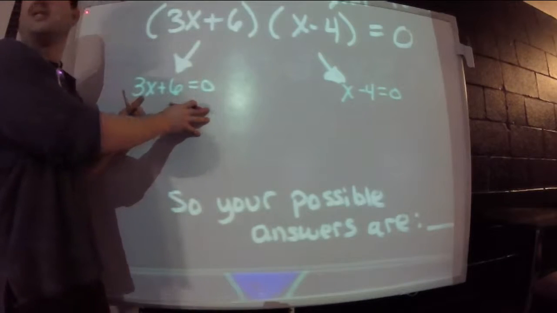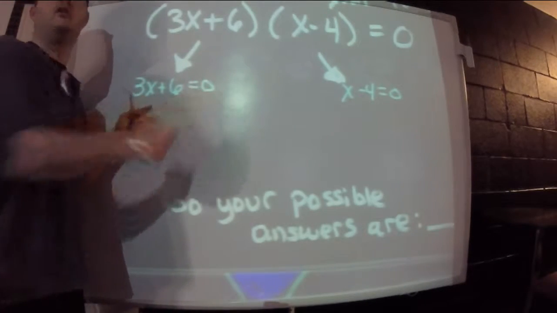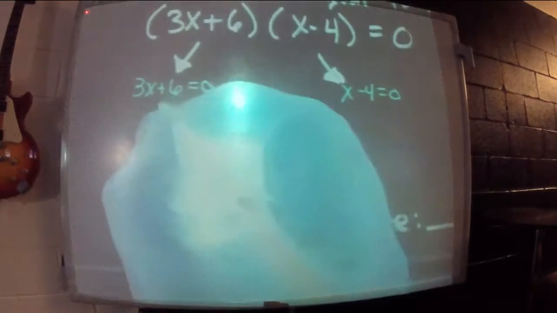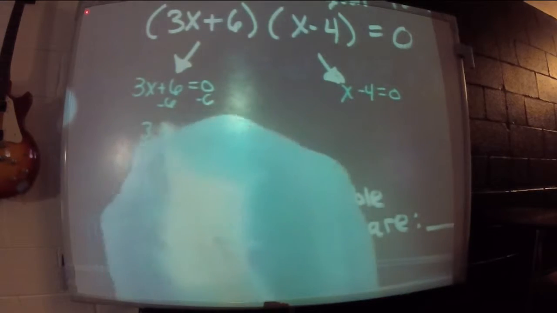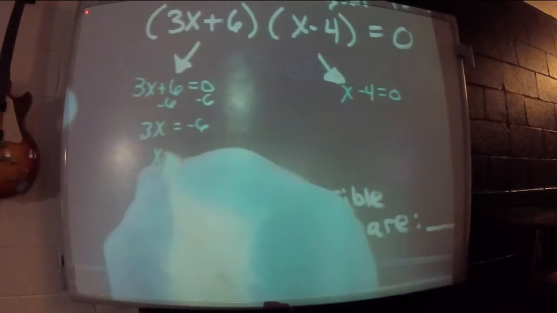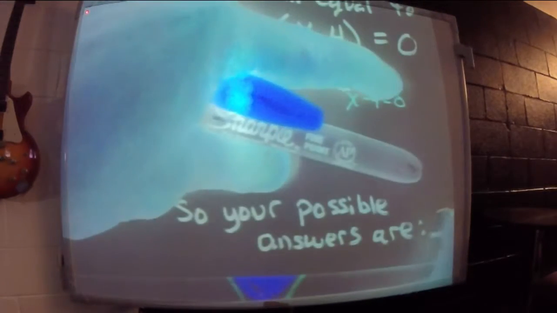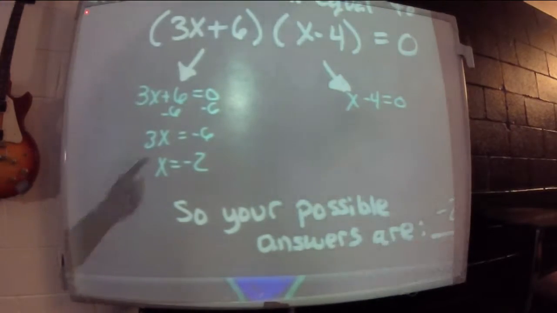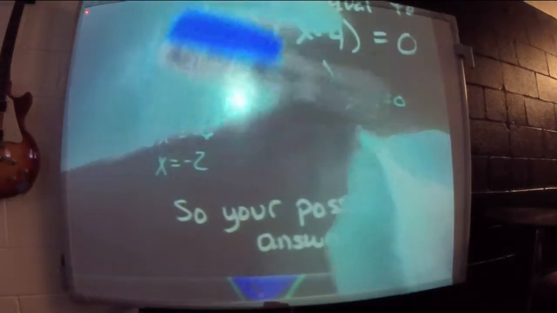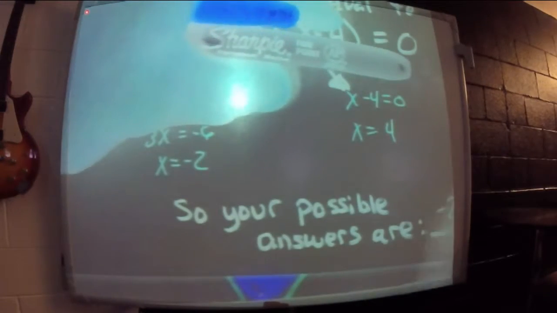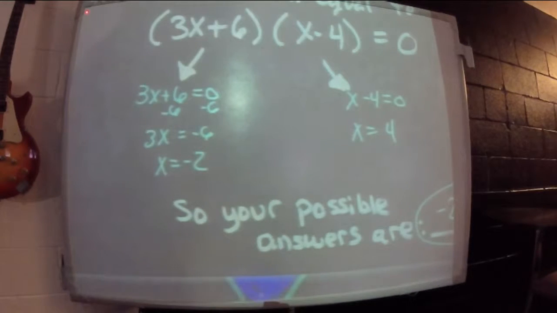Okay. Work this out. So let's minus the 6 over, and you got 3x is negative 6, and x is negative 2. So one of your possible answers, as Brian said, is negative 2. The other one, just move the 4 over and you get 4. So that's all review from yesterday.